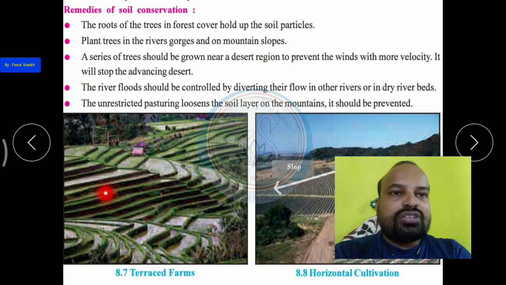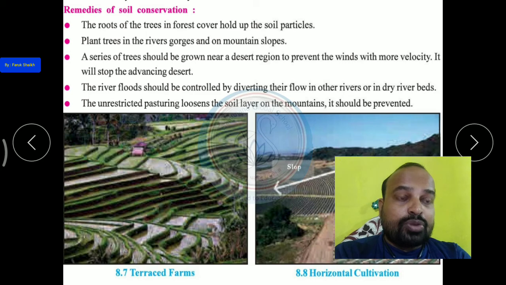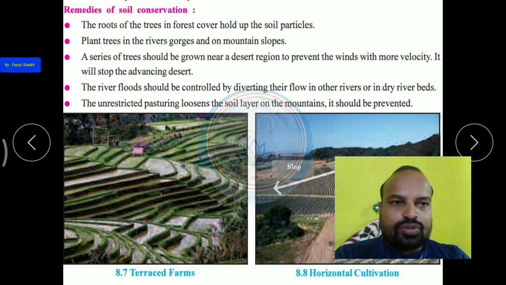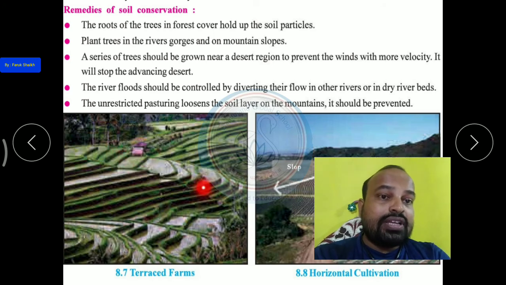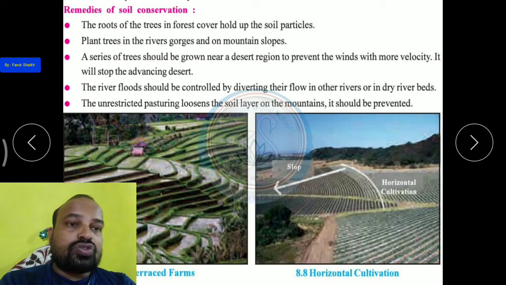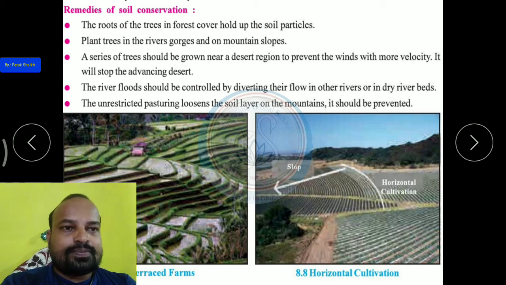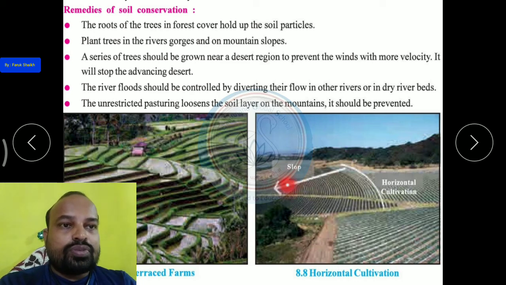So in this type of region we can grow different types of crops like tea, coffee, and paddy easily here. Okay, this also decreases soil erosion, and we can also make use of the water. These are the most important points. It is called terrace farming, and this is called horizontal cultivation. Where there is a slope, opposite to the slope we have to make a horizontal cultivation.